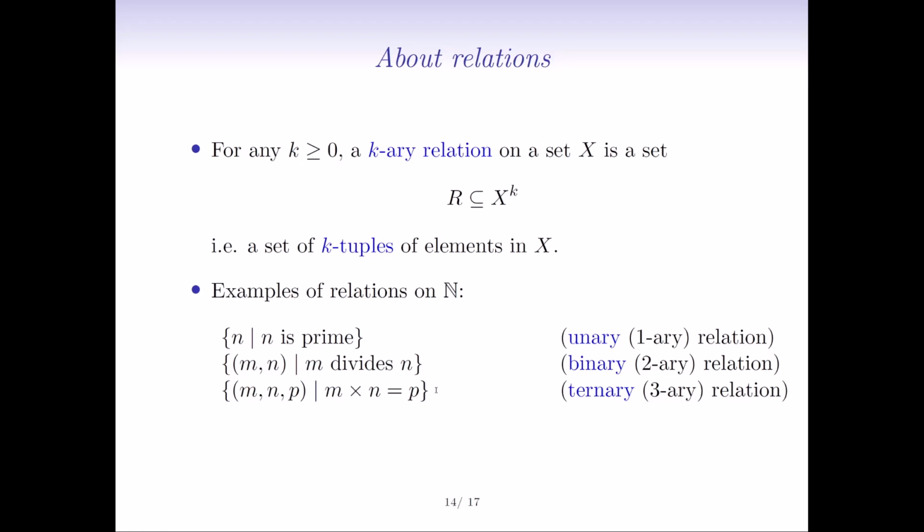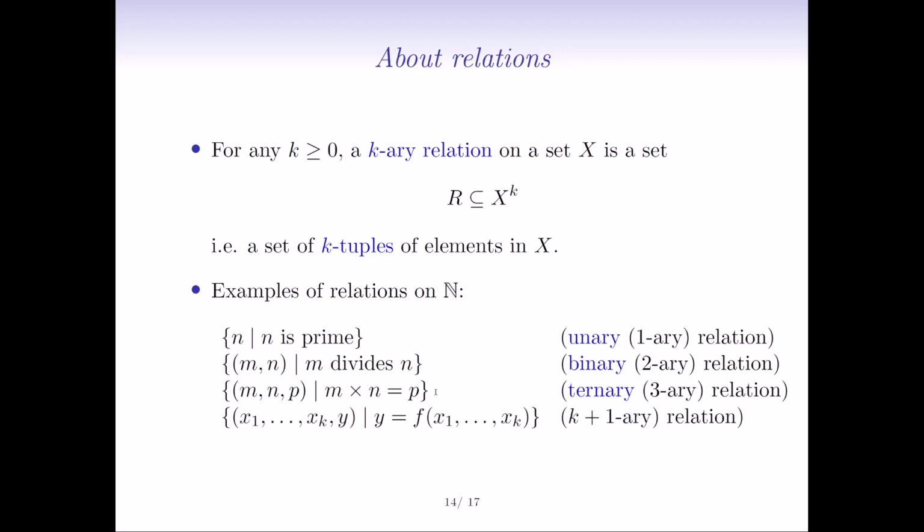Here's an example of a ternary relation. The set of all numbers m, n, and p, such that m times n equals p. Again, it's a subset of N cross N cross N, which is the same as N to the power 3. And so, by definition, that is a ternary relation on the natural numbers.